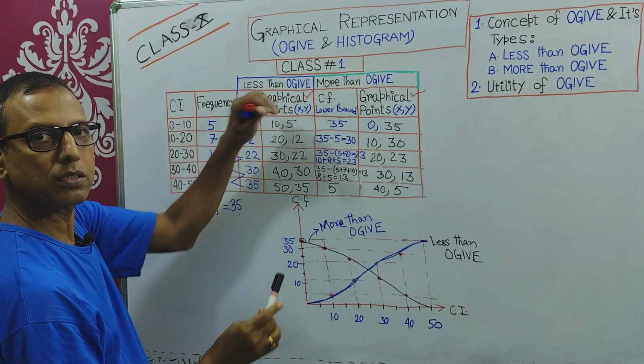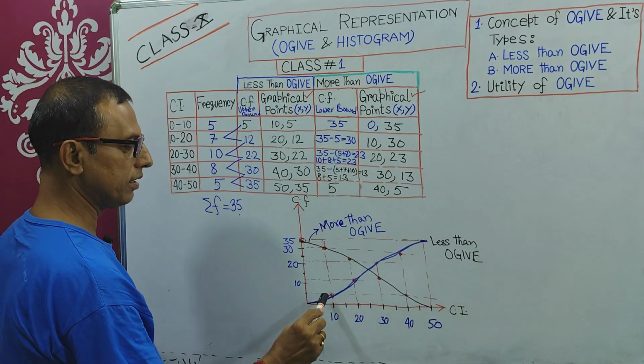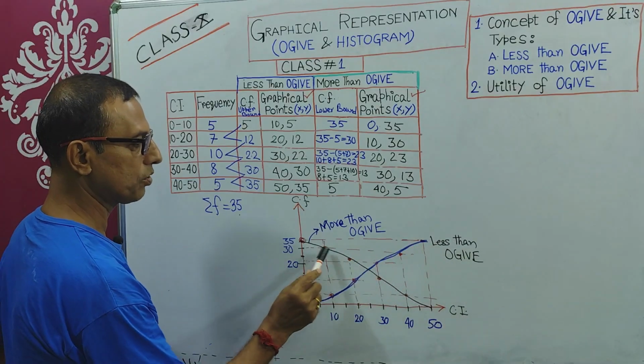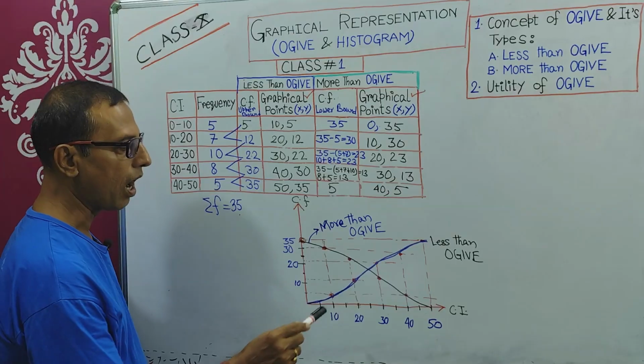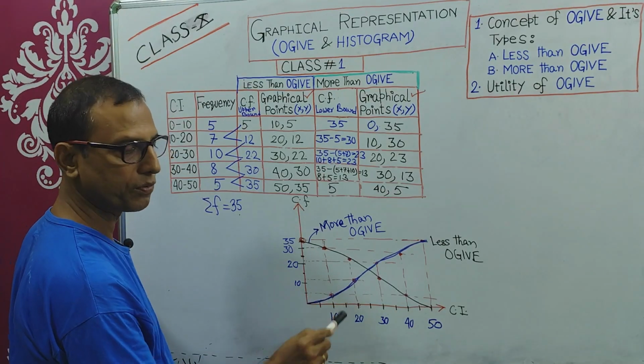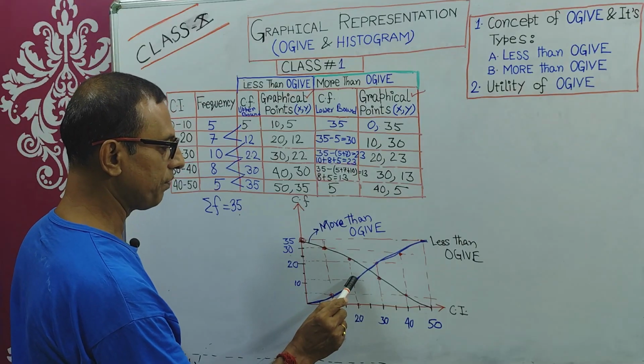Let's say forget about this table. Just this curve is given. Now you can see this one is the less than ogive, this one is the more than ogive. So just by looking at the graph, what can you represent from the data? You can represent the data from the graph itself.